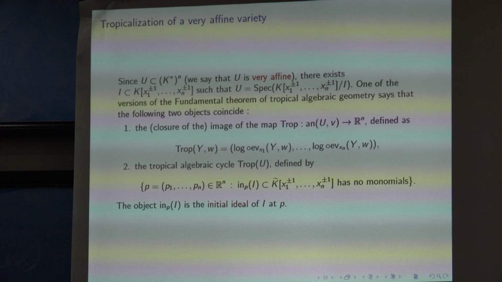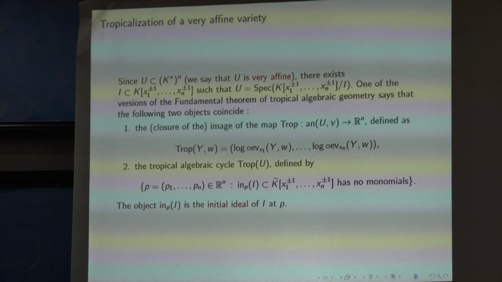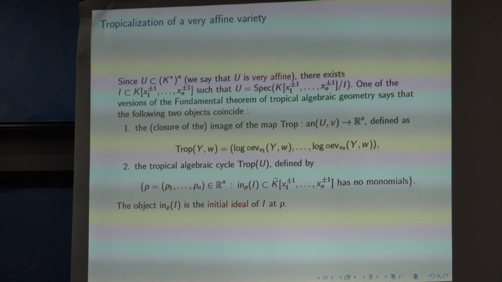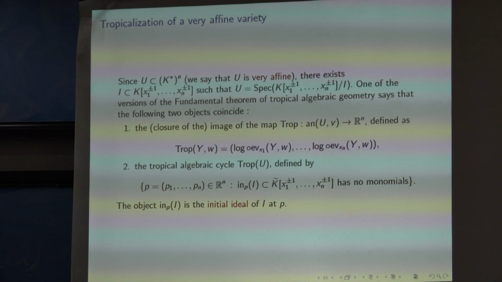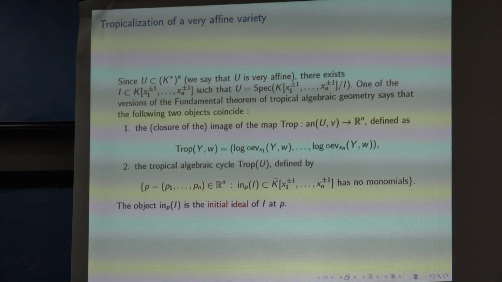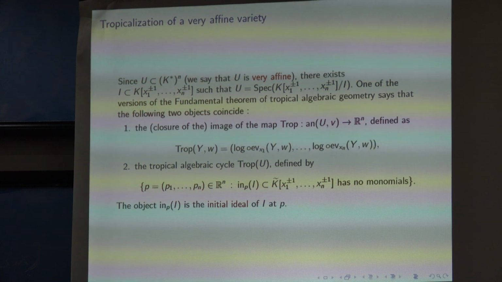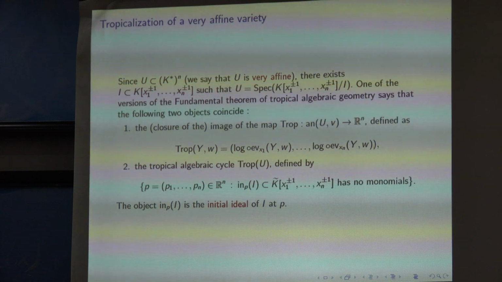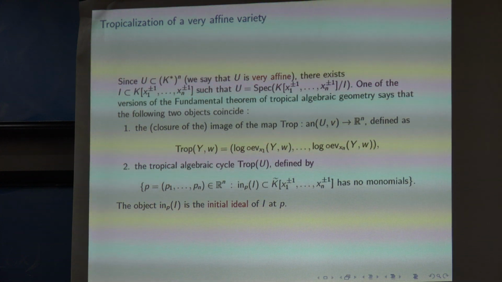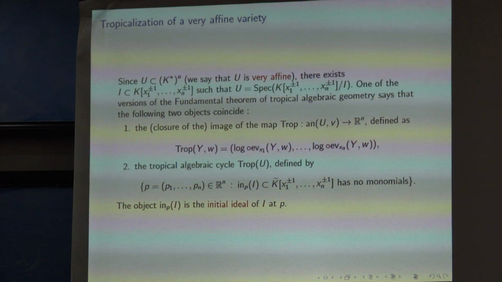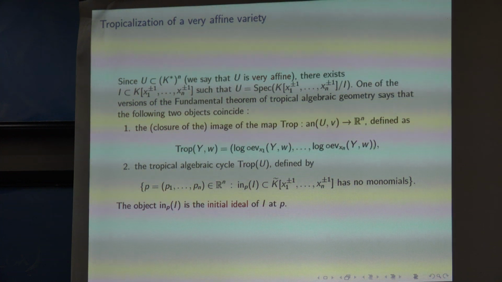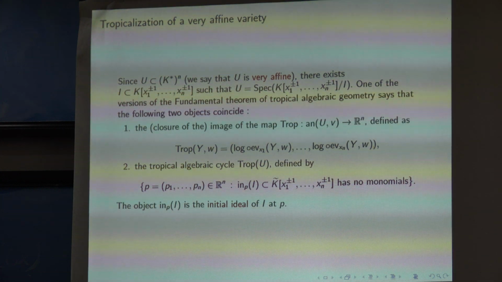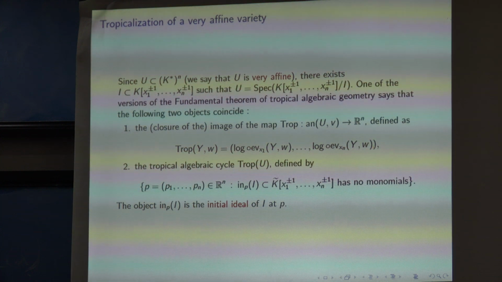I have coordinates on tori, so I can find an ideal I such that the set U is given by the solutions of the elements in I, and there is a statement called the fundamental theorem of tropical algebraic geometry, in which you have several descriptions of several objects, like 5 or 6 of them, and the point of the theorem is to say that everything is the same.